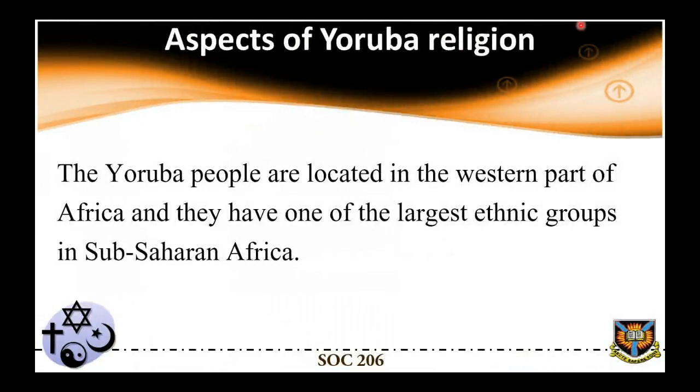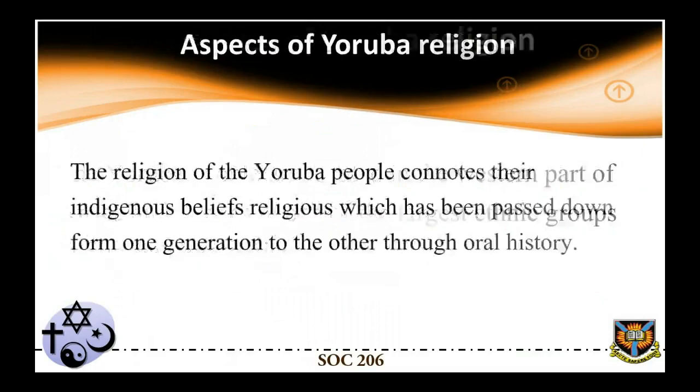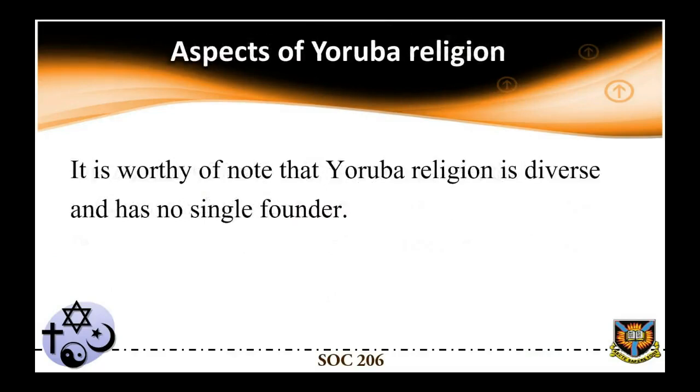Aspects of Yoruba religion. The Yoruba people are located in the western part of Africa, and they have one of the largest ethnic groups in sub-Saharan Africa. The religion of the Yoruba people connotes their indigenous beliefs, which has passed down from one generation to the other through oral history. It is worthy of note that Yoruba religion is diverse and has no single founder.